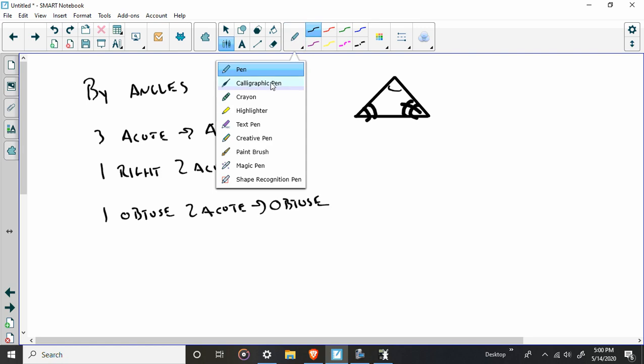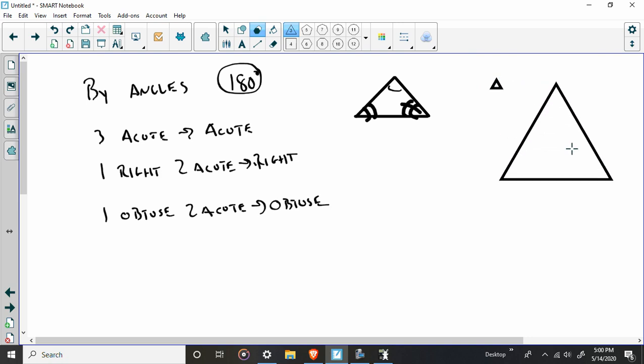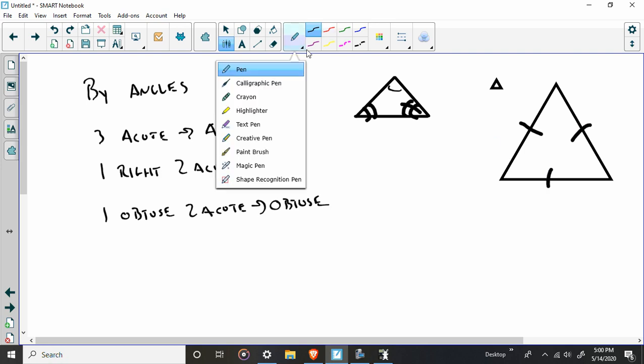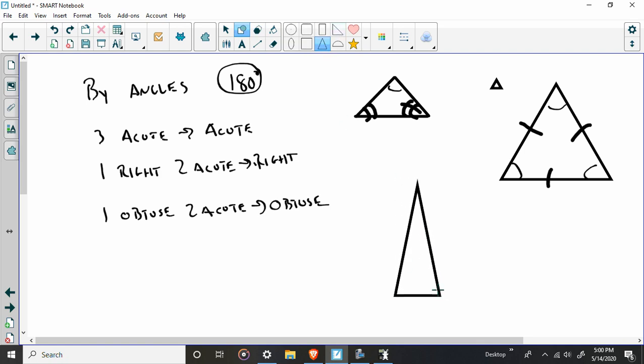But important to note is that your equilateral triangle is also an acute triangle. All three of these sides are the same, but what else do we know? All three of those angles are less than 90 degrees: 60, 60, and 60. Some isosceles triangles, not all, but some are acute. So an acute isosceles triangle might look something like this. That's an acute angle, that's an acute angle, that's an acute angle.